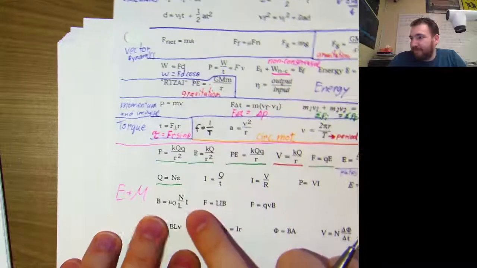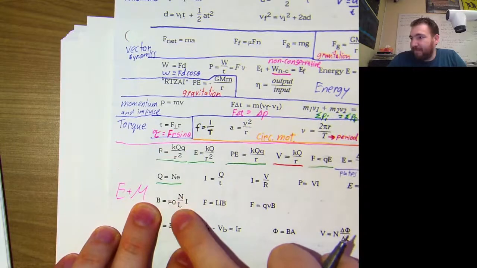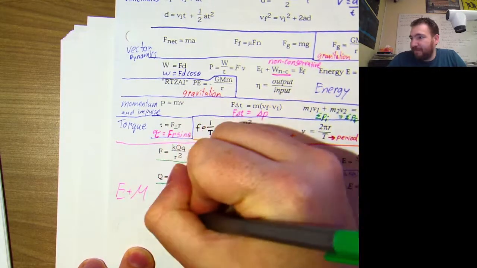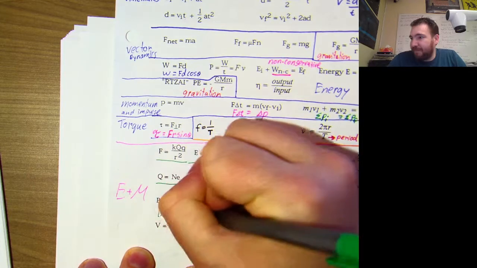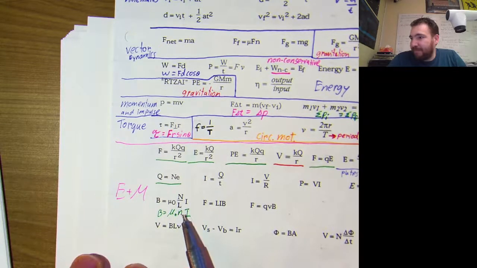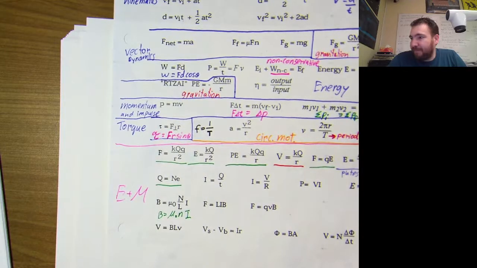This guy here, bottom of your formula sheet, B equals mu naught N over L times I. Let's add the other one that we have. B equals mu naught n I, right below it, where big N over L is equal to little n. Little n being your coil density.